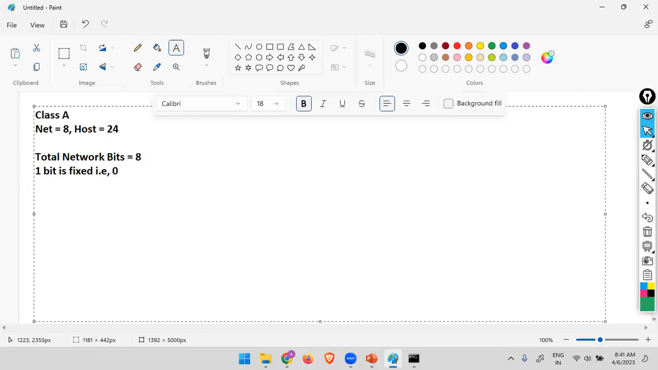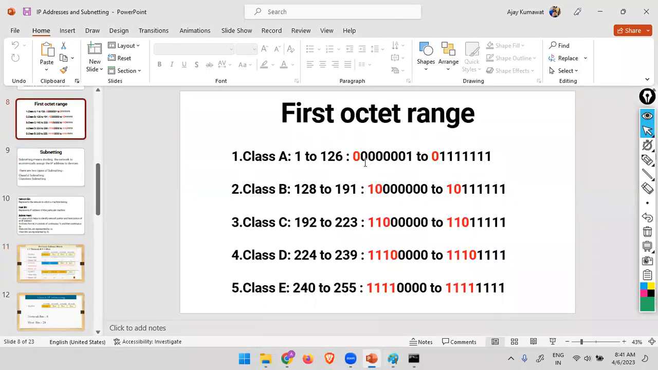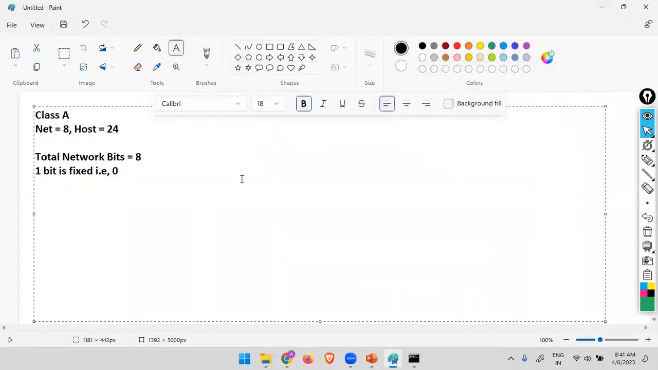And that is always 0. Remember? Let me show you. So that is always 0, and this bit we cannot change. So if I say total bits for manipulation, how many bits do I have? Total 8 are there. Out of them, 1 is reserved. So I have total 7 bits for manipulation.